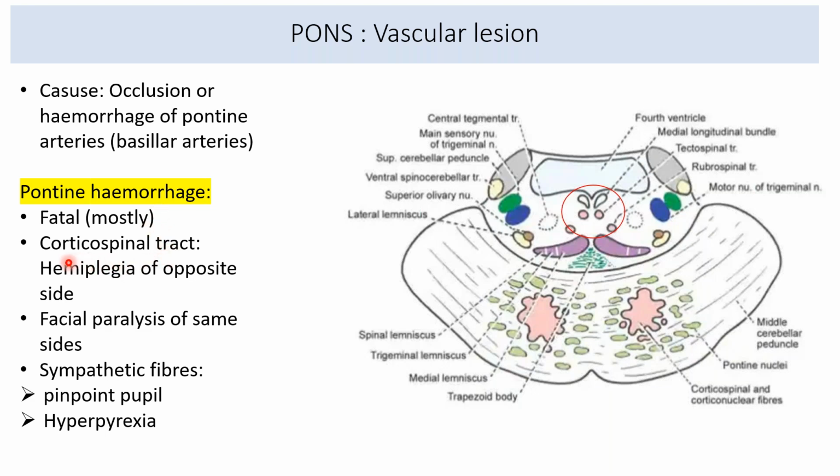In less severe cases, you have the corticospinal tract injury, in which you will have hemiplegia of the opposite side, because this is the corticospinal tract which is traversing. So if there is a lesion over here, the opposite side of the body will be paralyzed, and there will be facial paralysis of the same side, because the facial nerve is also crossing. Sympathetic fibers involvement will lead to the pinpoint pupil.